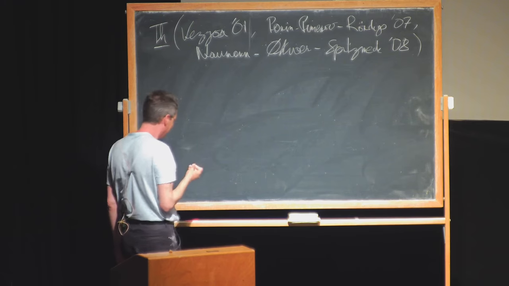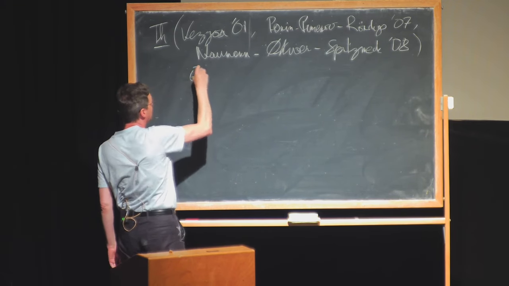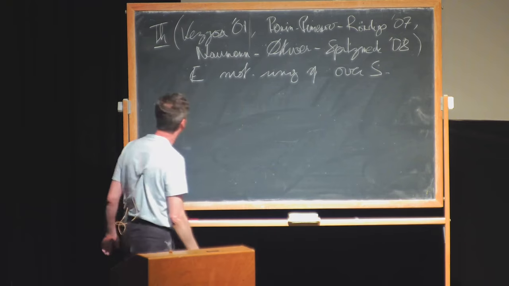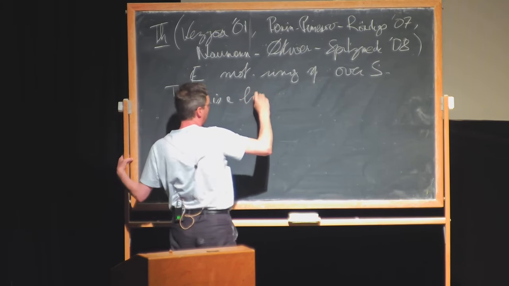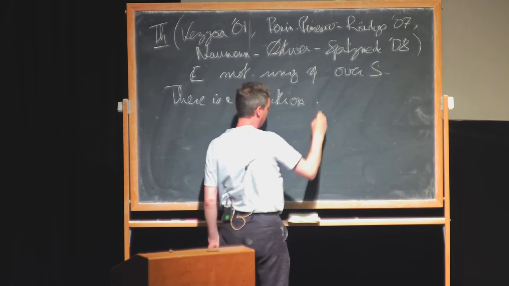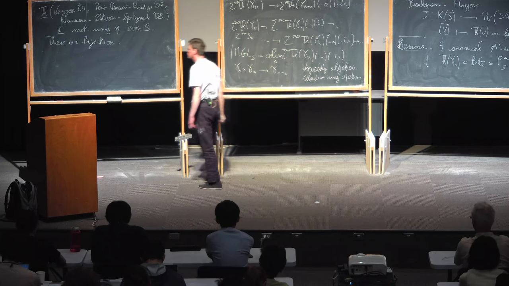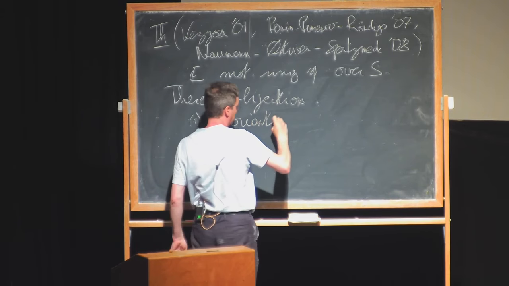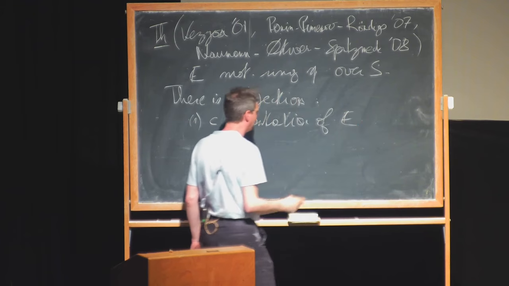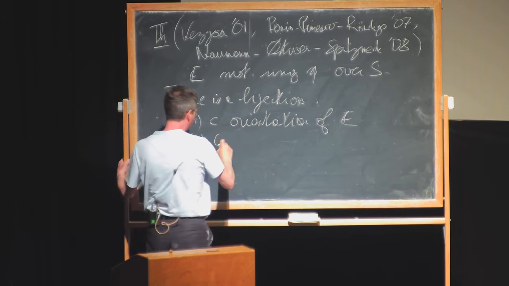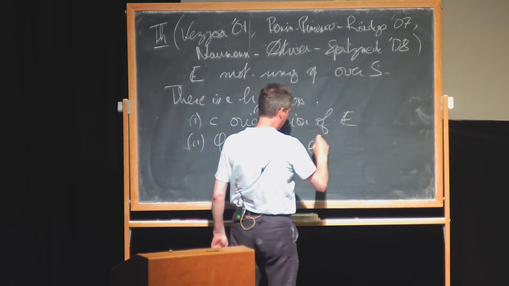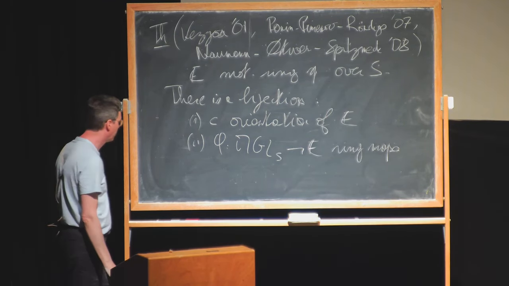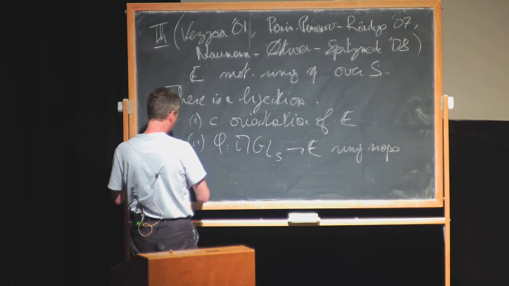And so this theorem says the following. Let E be a motivic ring spectrum over S, so some cohomology theory. There is a bijection between the following two sets. First, the orientations c of E. Note this set can be empty, but that does not matter. And second, the maps phi from MGL_S to E, which are ring maps of weak ring spectra. And there's a map from 2 to 1, which is obvious.